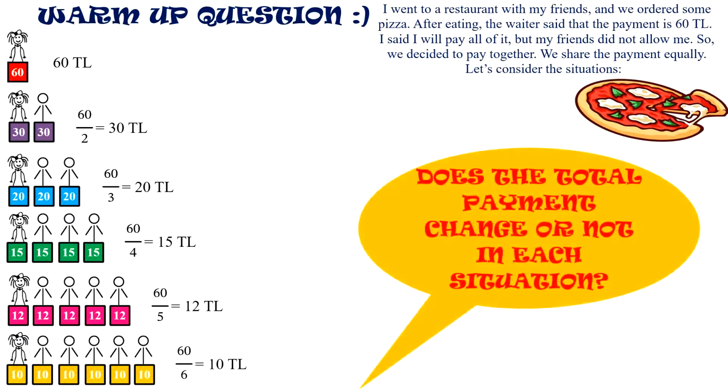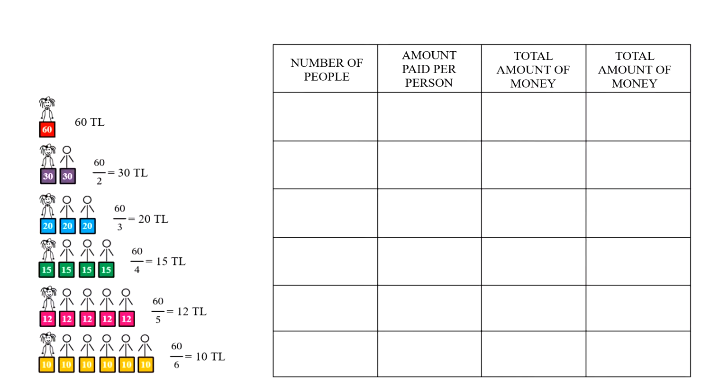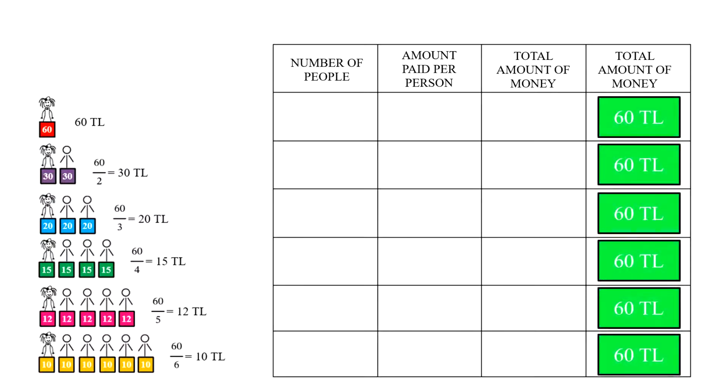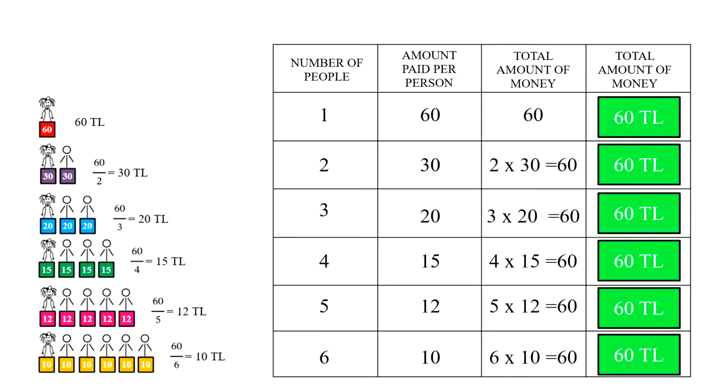Does the total payment change or not in each situation? No, the total payment is always 60 Turkish liras, since we share it equally. Total payment is equal to number of people times the amount paid per person. Please stop the video and examine the table on your own.